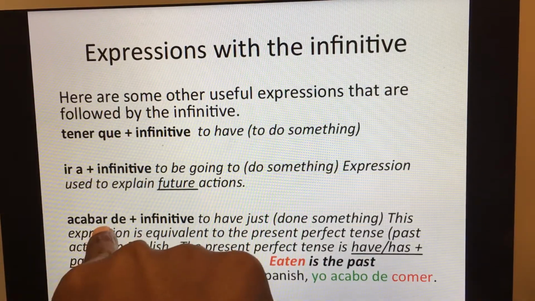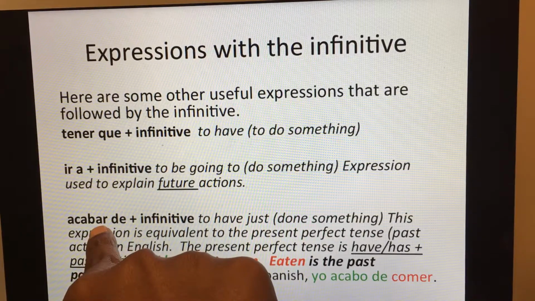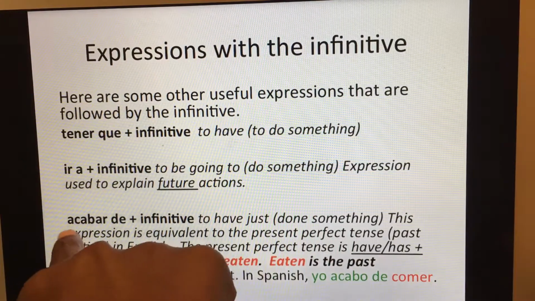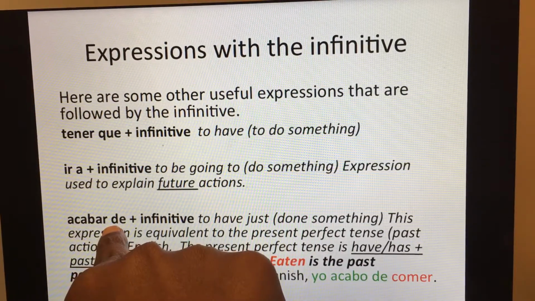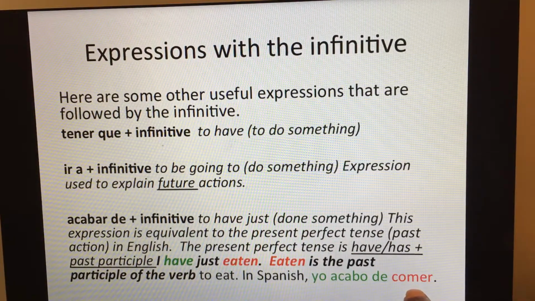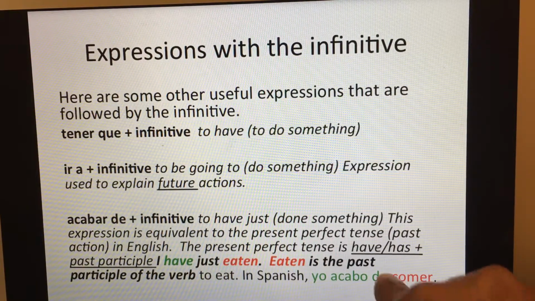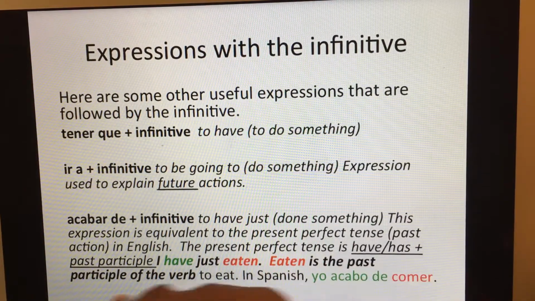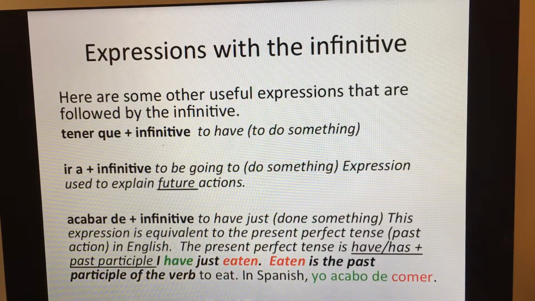We already learned how to conjugate verbs that end in AR. So, yo acabo de comes from this part of the expression, and then I'm going to use an infinitive to say what I've just done, and that is eaten. Yo acabo de comer. This means I have just eaten. Yes, comer does mean to eat, but when it is used with this expression, the infinitive translates to eaten, which is equivalent to the past participle in English.